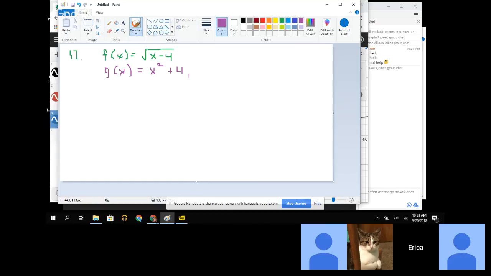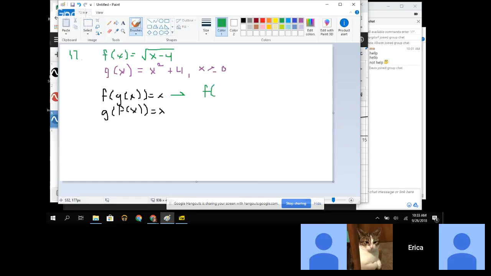And it actually tells us x is greater than or equal to 0. So that has to do with when we get to graphing, in our domain and our range. If I want to show that they are inverses of each other, I need to show that f of g of x equals x and g of f of x equals x to prove that they are inverses of each other. So let's start with f of g of x.